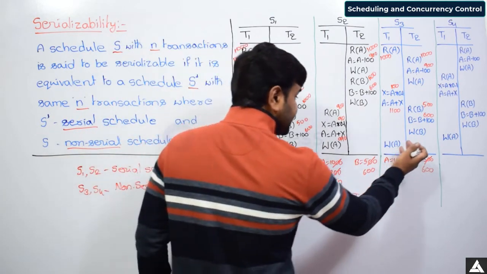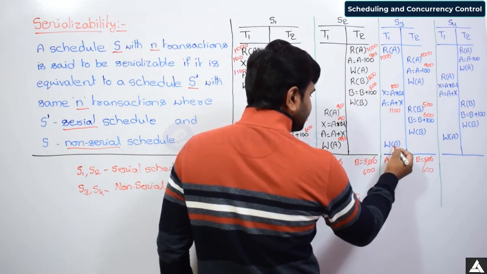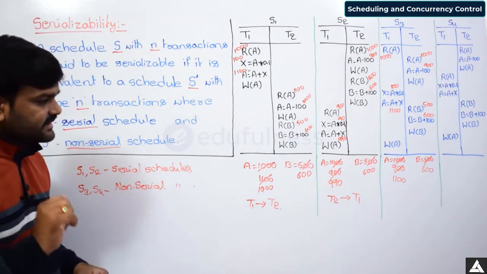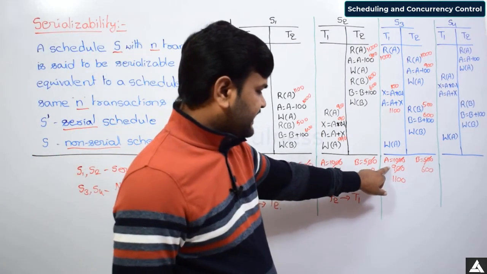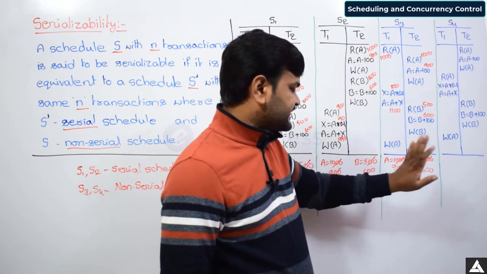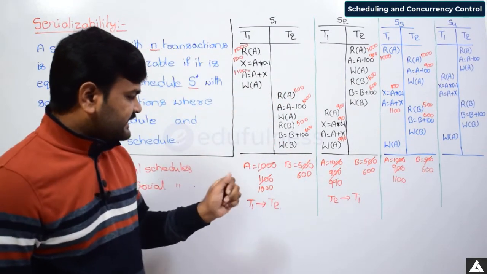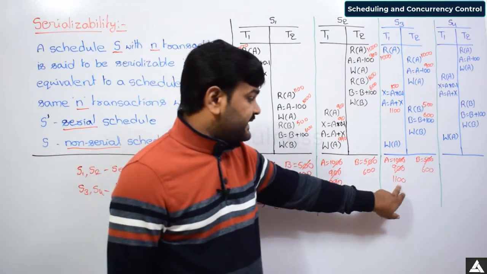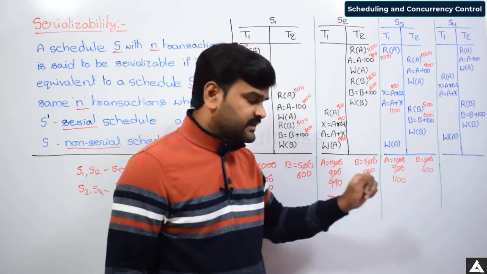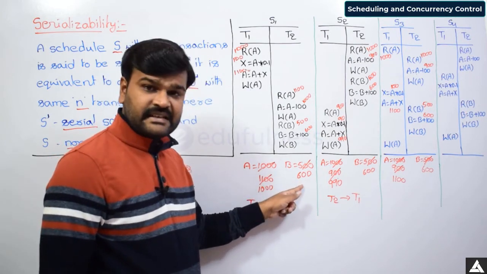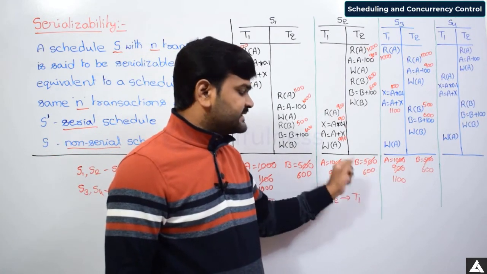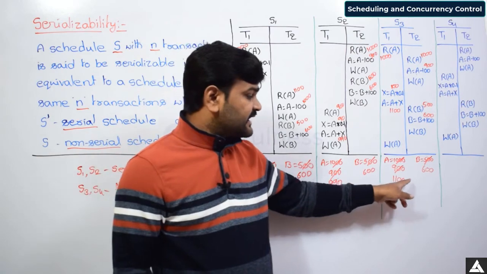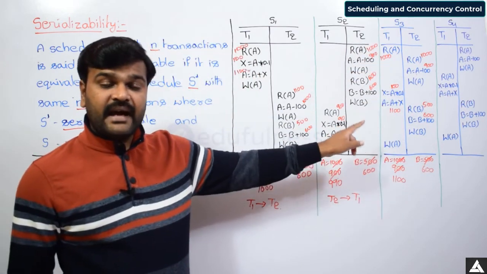Now very importantly, then again switching back to T1, that is the writing of A. So it is writing back 1100. This is a very important discussion. Try to understand that the final A value is 1100, B value is 600. So 1100, 600: is there any serial schedule producing that output? The serial schedules give A as 1000 with B as 600, and A as 990 with B as 600. So no serial schedule gives this output. So this is not a valid schedule actually.